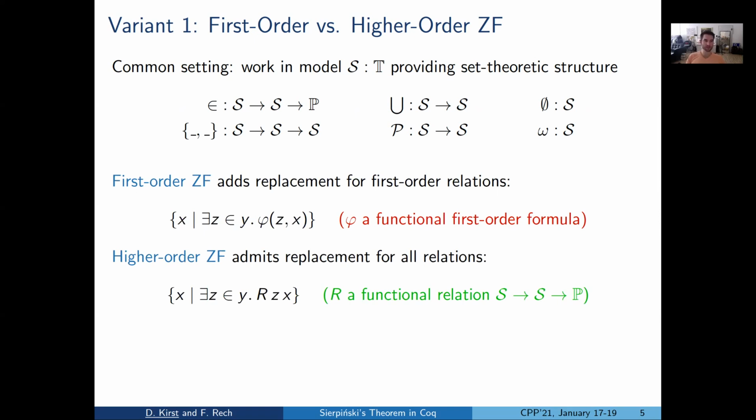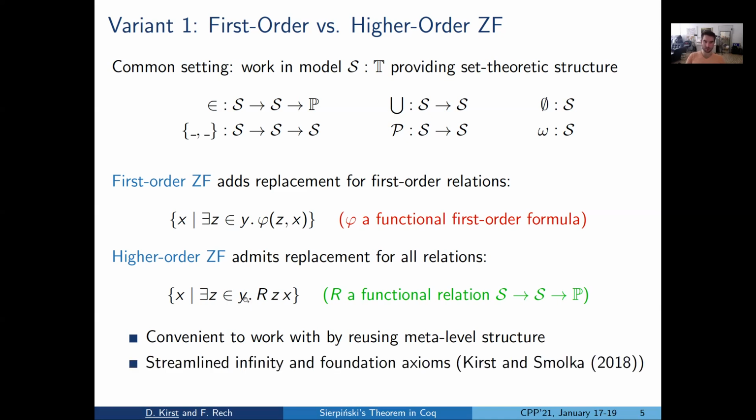And so it is natural to express replacement in a higher order way, where we can just quantify over all binary relations that are expressible in Coq's type theory. And by this, we arrive at an axiomatization which is convenient to work with because we can reuse the meta-level structure to define relations. We don't have to encode them as first-order formulas if we apply the replacement axiom. And it's also direct to state the replacement axiom itself. And if we make this decision, we can also streamline some of the other axioms and then obtain the axiomatization we have used in this paper.